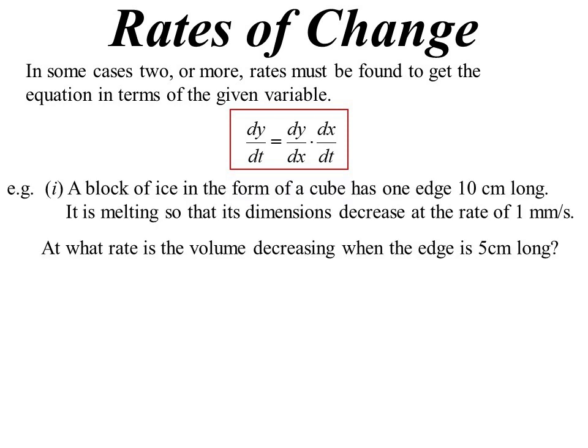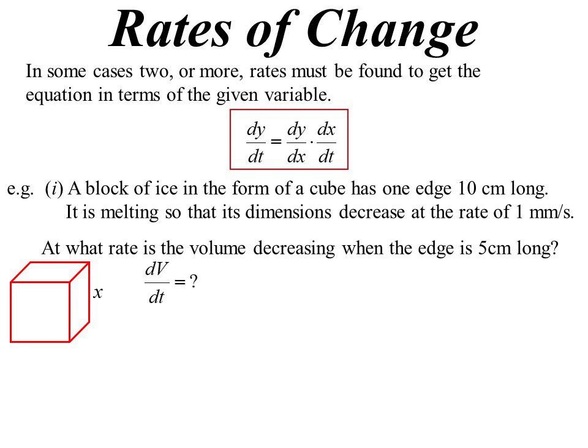Let's look at a couple of examples. We have a block of ice, an ice cube, edge 10 centimeters long. It's melting, its dimensions are decreasing at the rate of 1 millimeter per second. We want to know the rate of change of the volume when the edge gets to 5 centimeters. So what rate at that point is it decreasing? So I draw myself up a little picture there. Okay, that's a cube. Side length I'm calling x.